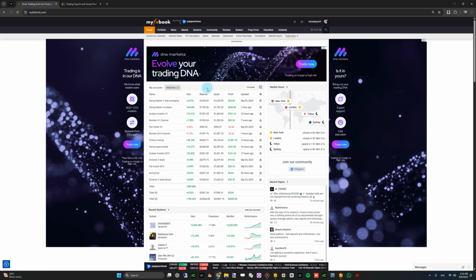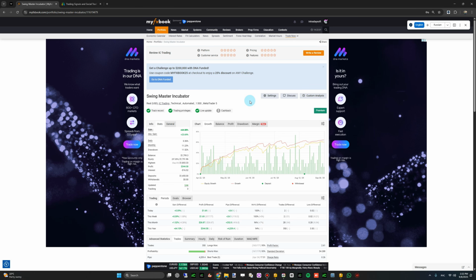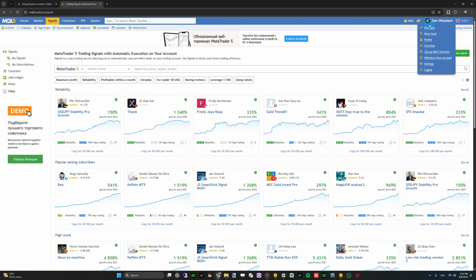For example, I created a dedicated page on MYFXBOOK where I monitor all my various trading accounts that I wanted to make publicly accessible. This page I set up with the purpose of clearly demonstrating the consistent performance of my automated expert advisors. For instance, I have a swing incubator. This is a monitoring of a trading account where all the trading activity of the Swing Master Expert Advisor is displayed, which for example I have running.